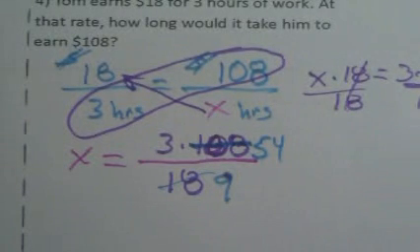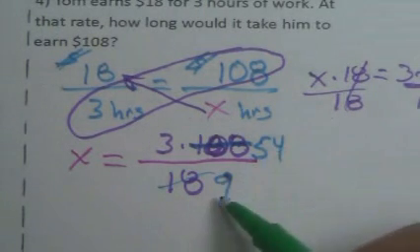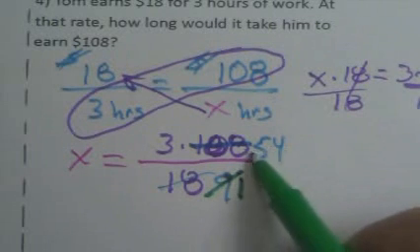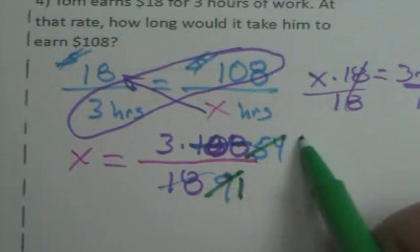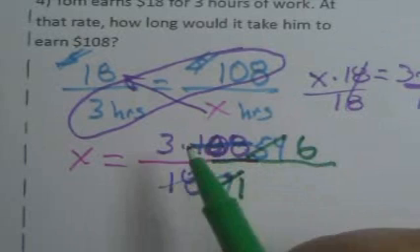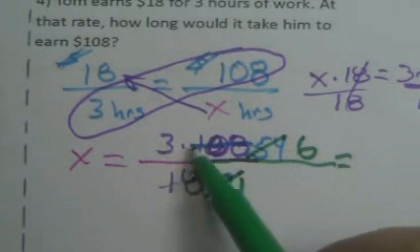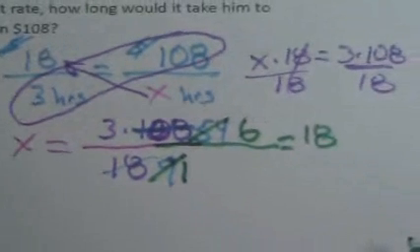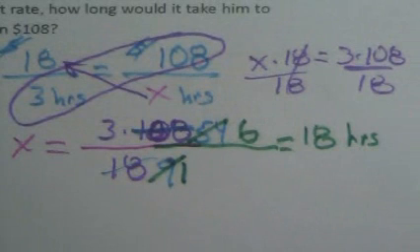Okay, so is there anything else we can reduce? Well, sure. Look, 9 goes into 54. 9 goes in here once, and 9 goes into 54. 9 times 6 is 54. Okay, so now we have a 3 and a 6. That's it. Well, 3 times 6 is 18. So our answer is 18 hours.